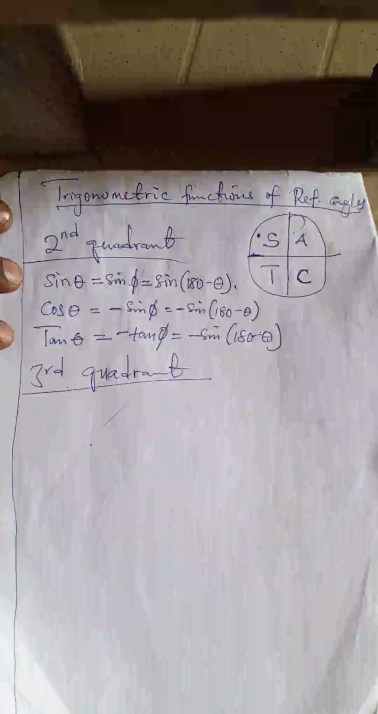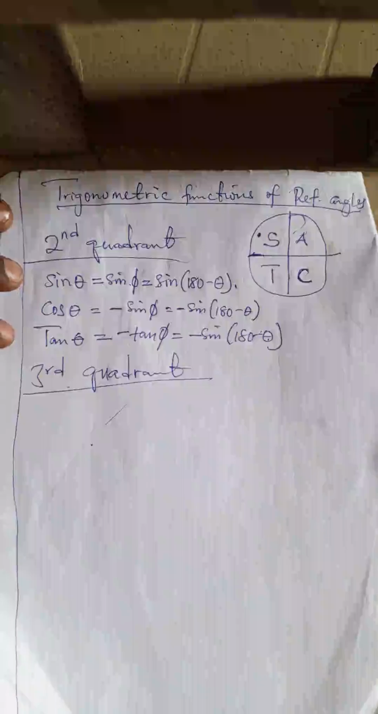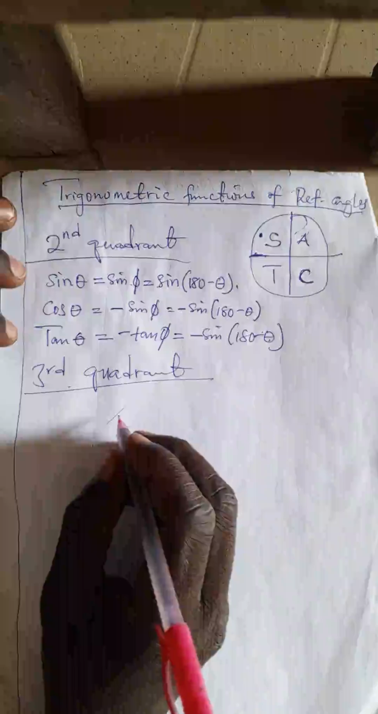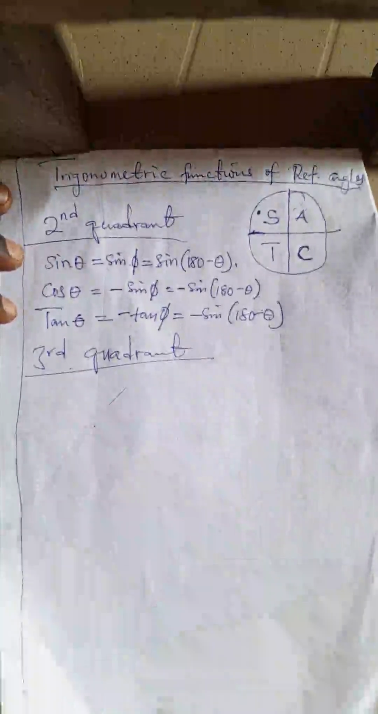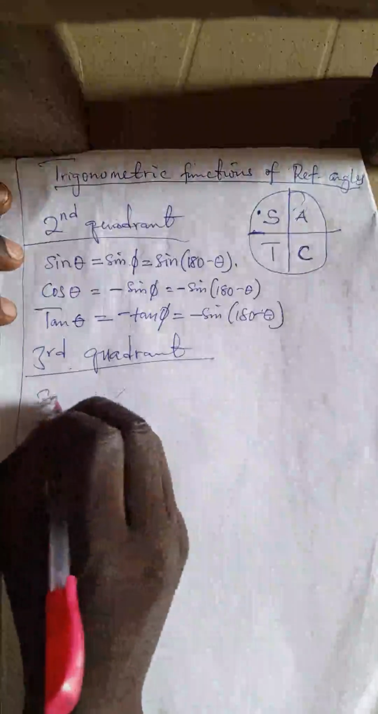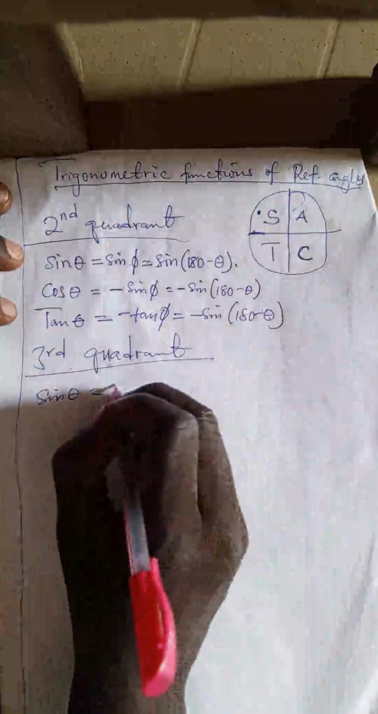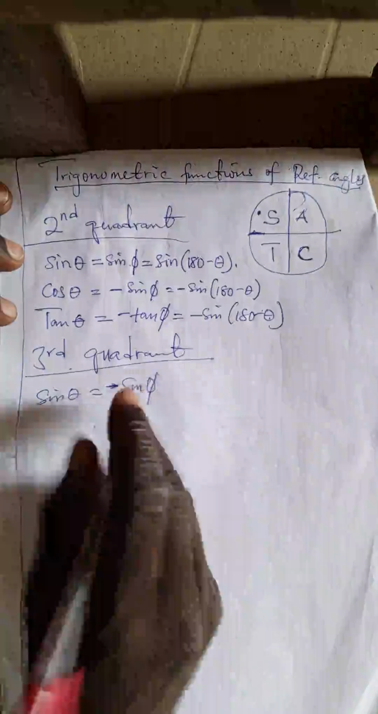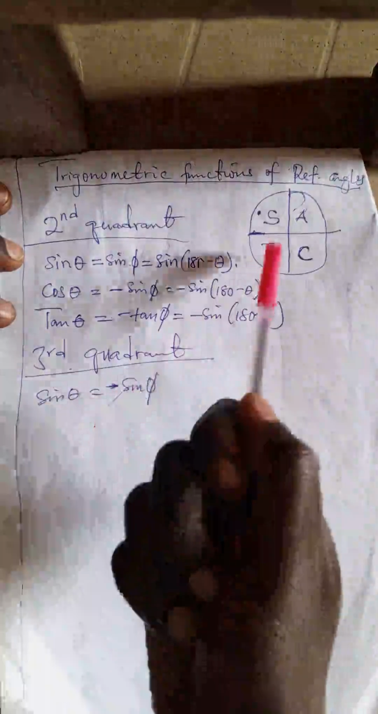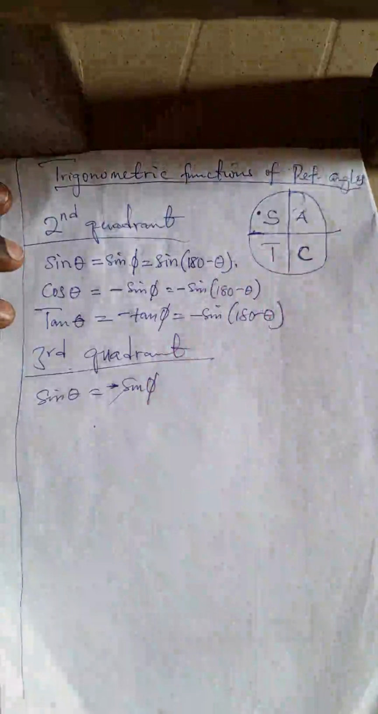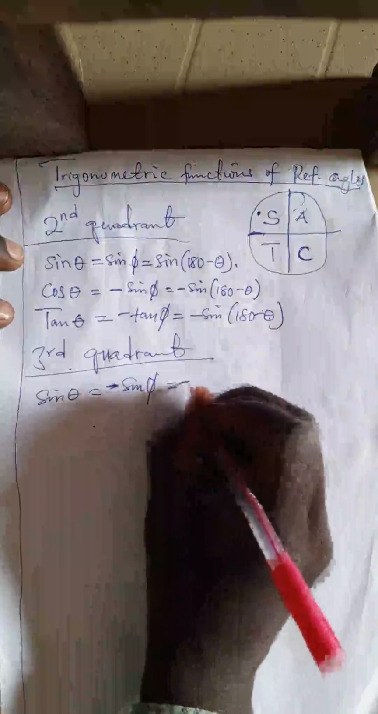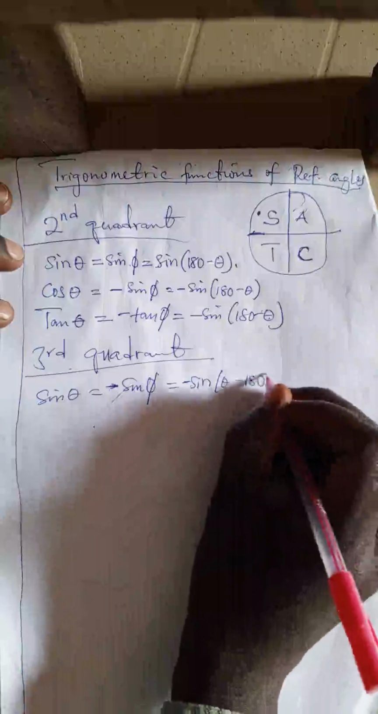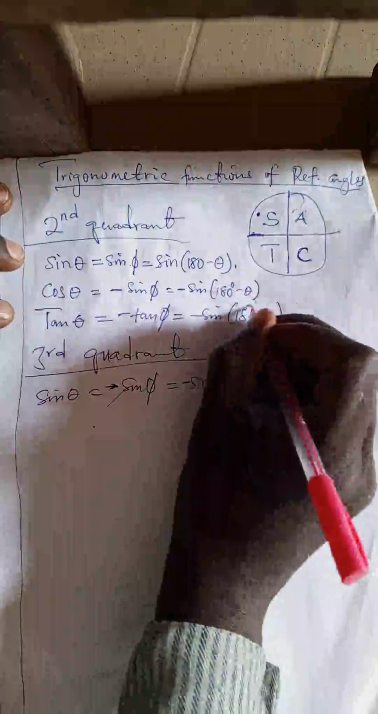in the third quadrant, everything is negative except tan. Tan is the only positive trigonometric function in this quadrant. And so, sine theta is equal to negative sine phi. And what do I mean by phi? You see, in the third quadrant, it is theta minus 180. Now, this is minus sine of theta minus 180 degrees. I should be putting the degrees.